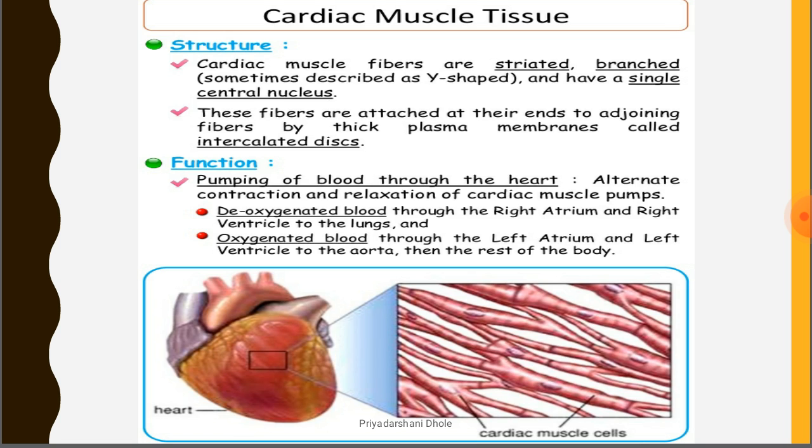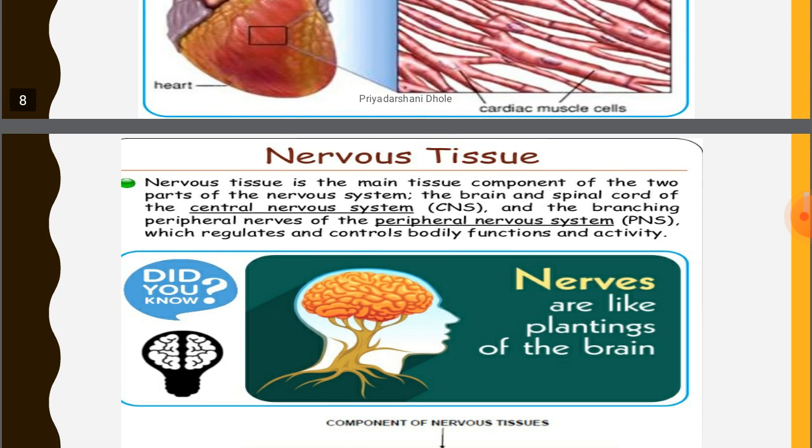Deoxygenated blood goes through the right atrium and right ventricle to the lungs, and oxygenated blood goes through the left atrium and left ventricle to the aorta, then to the rest of the body. Such type of muscle is present in the heart, which is the cardiac muscle, with contraction and relaxation.